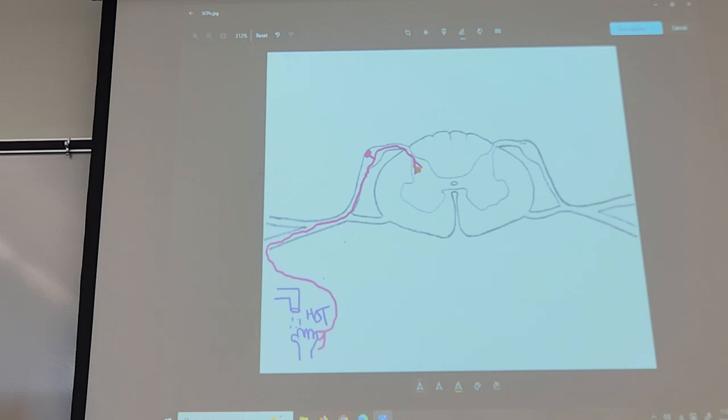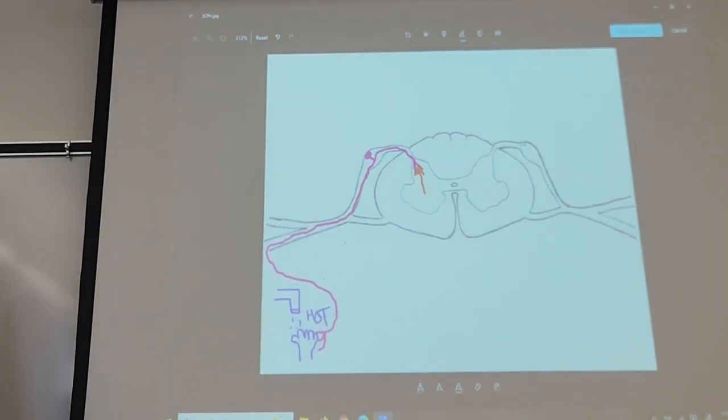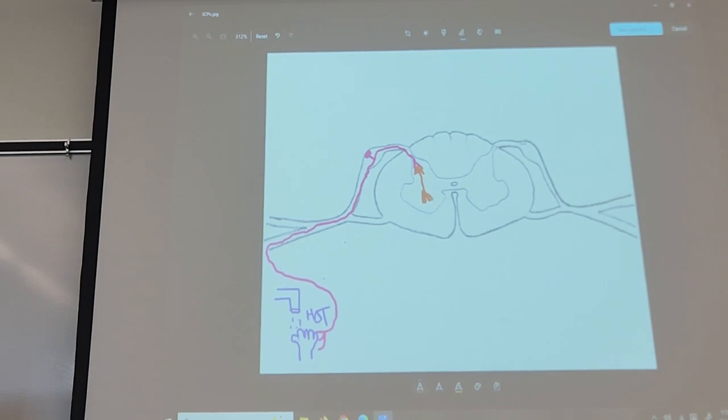And interneurons are structurally what now? Multipolar. So those axon terminals of that interneuron are going to terminate where in the spinal cord? What horn? Anterior horn. Because I'm picking a somatic motor pathway, okay? Withdrawal.